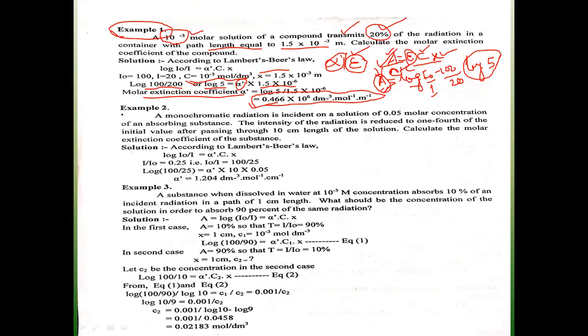Okay, let me move to the next question. Next problem is here. A monochromatic radiation is incident on a solution of 0.05 molar, which means this is the concentration, of an absorbing substance. Then the intensity of radiation is reduced to 1/4 of the initial value after passing through 10 centimeter length. 10 centimeter is the thickness.